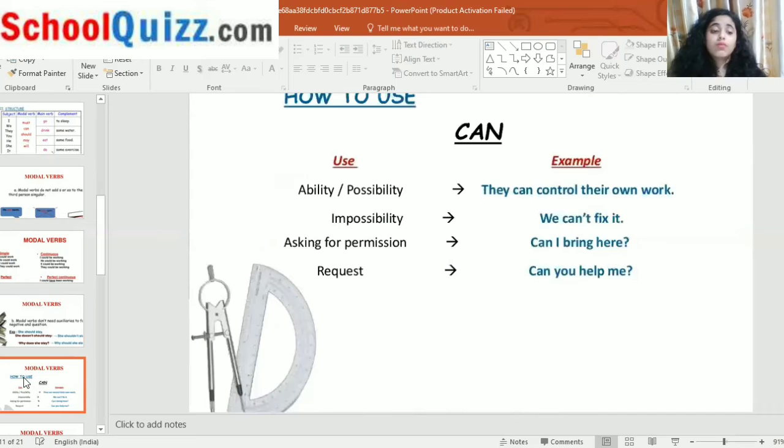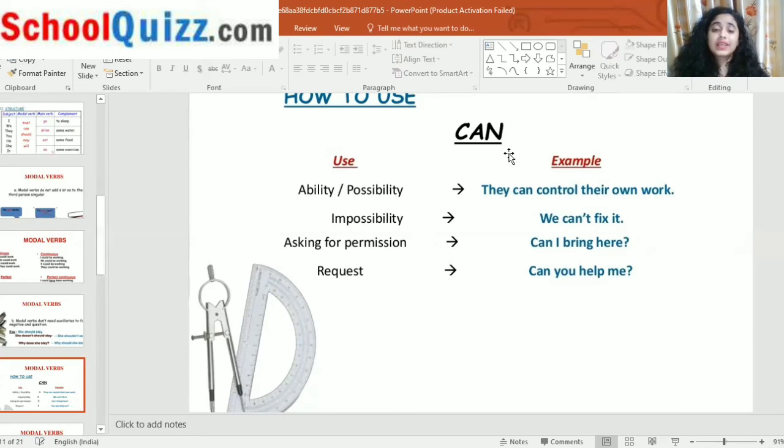Now, modal verbs, how can we use them? Let us understand can. Can is used for what? Ability, possibility, impossibility, asking for permission and request. Can can be used for ability and possibility: they can control their own work. Impossibility: we can't fix it. Asking for permission: can I bring it here? Request: can you help me?